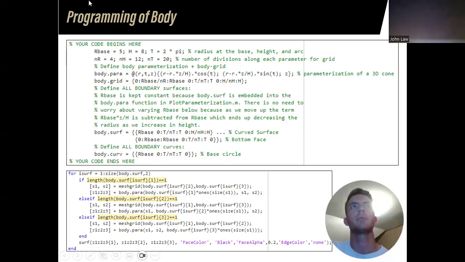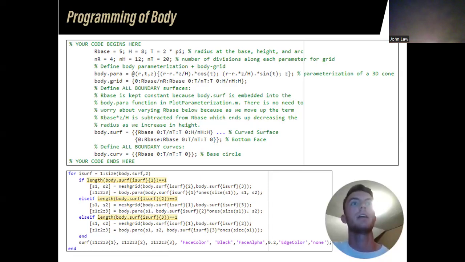So we have the definition of the radius, the height, and angle of rotation at the top, and also the number of divisions for each of those different parameters. We move on to the parameterization function. As you can see, the radius is going to increase linearly as we increase the height. And then as we move in a circle, we have cosine and sine functions taking care of that. And as we can see, we obviously move up in height. The body.grid variable ends up housing all the different values of radius, theta, and the height. That ends up plotting those points in a grid for the cone.